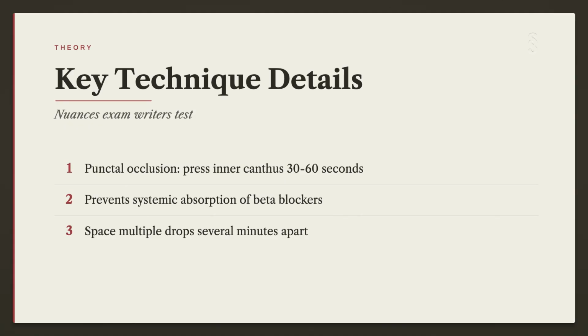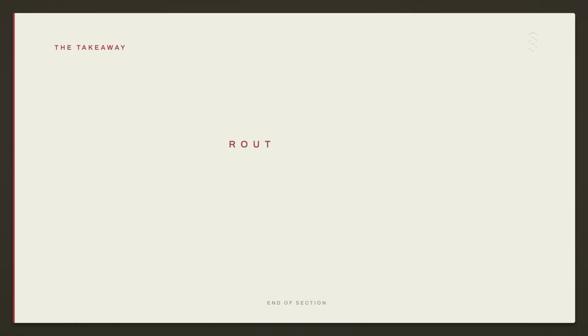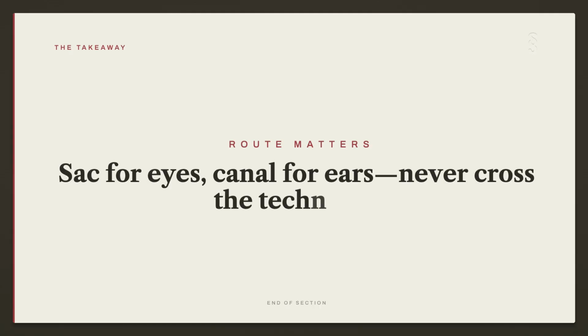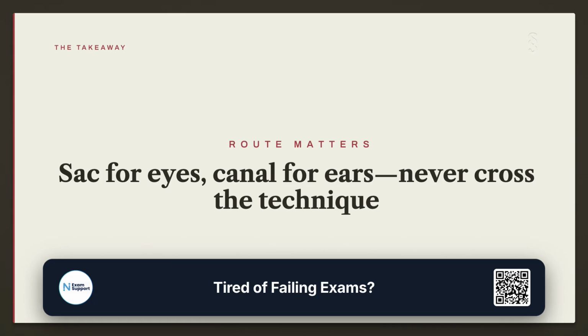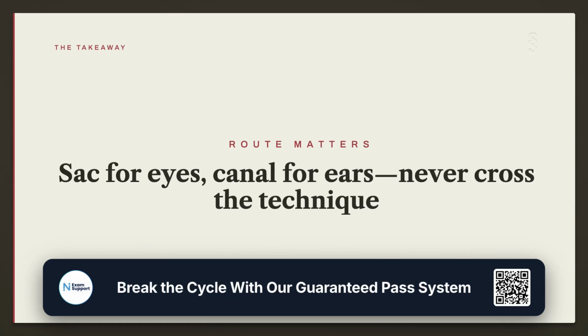Since the sac holds only about one drop, multiple drops of the same medication need several minutes between them. Different medications need longer spacing, and ointments go on after drops. Keep ophthalmic and otic techniques separate in your mind. Eye drops target the lower conjunctival sac while avoiding the cornea, and ear drops require straightening the canal instead. So don't let the two blend together.